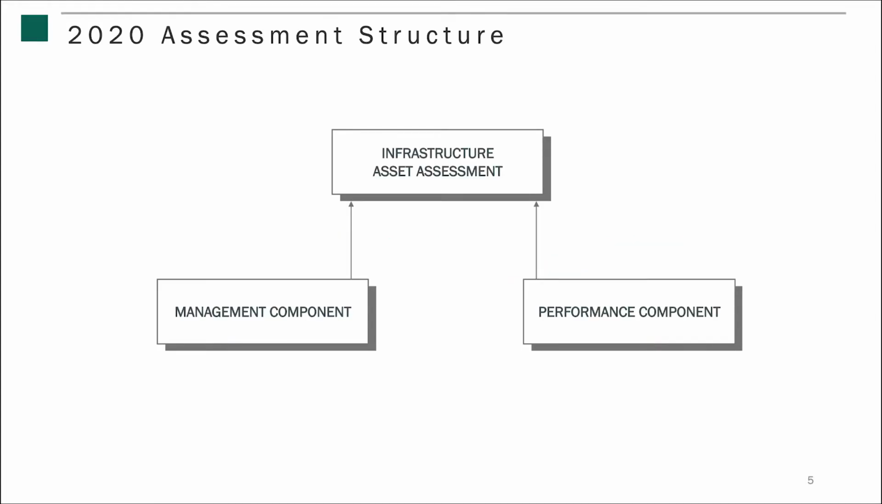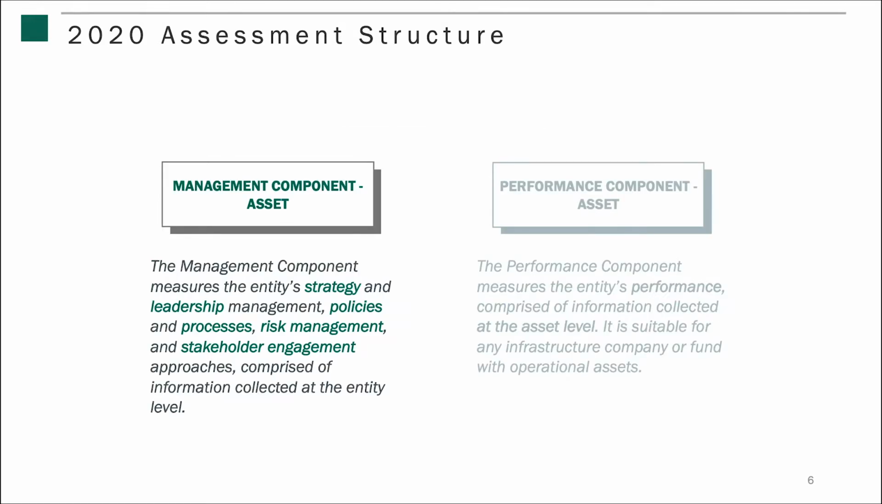In 2020, the GRESB infrastructure asset assessment is divided into two components, management and performance. The management component measures the entity's strategy and leadership management, policies and processes, risk management, and stakeholder engagement approaches, comprised of information collected at the entity level.